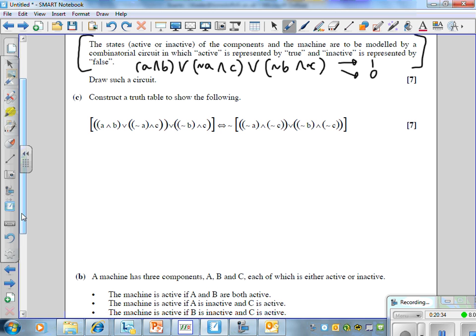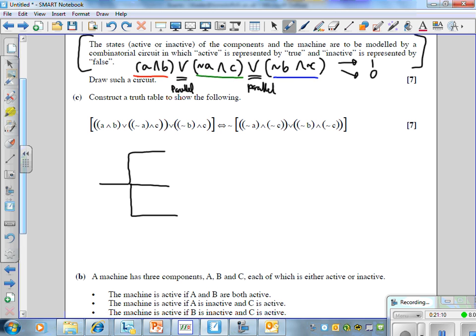Now it isn't saying whether it's a combination circuit or a switching circuit, so we can choose either way here. I'm going to be more tempted to do combination circuits, but actually it doesn't matter either way here. Now notice that if we do a switching circuit, the OR symbols represent things in parallel. So we've got three things in parallel here. This expression, that expression, and that expression are going to be in parallel.